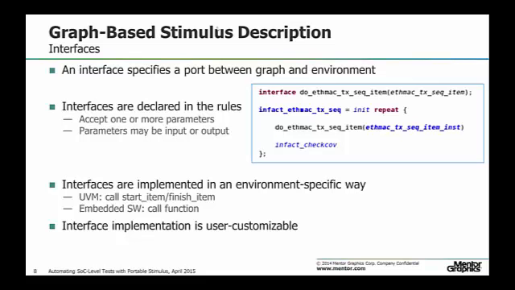So when you run your compilation, the actual interface gets implemented in different ways depending on your target environment. For example, in a UVM target environment, the interface might be implemented as a start item, finish item method call. If the target is generating embedded software to run on a processor, it might be implemented as C function calls to a library of driver routines.